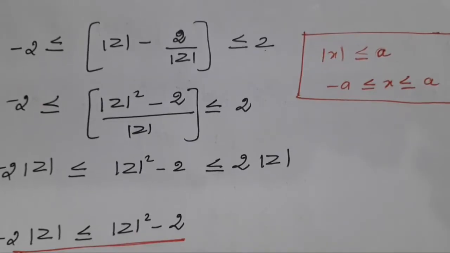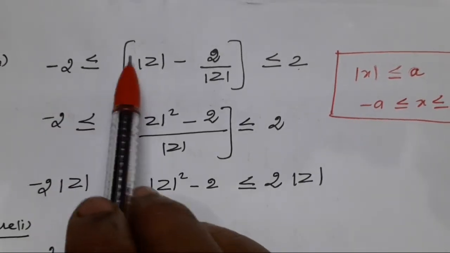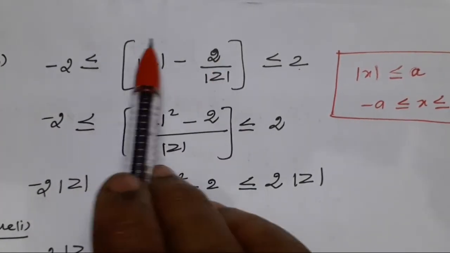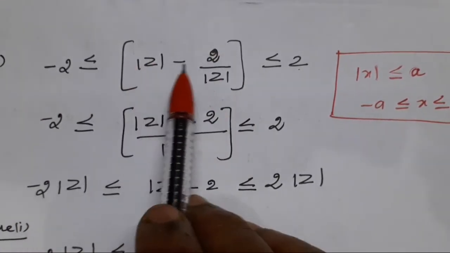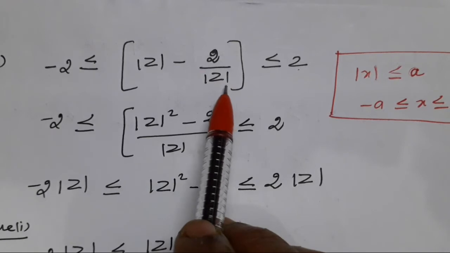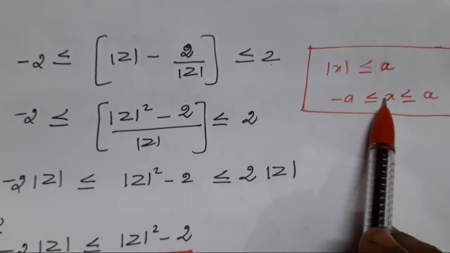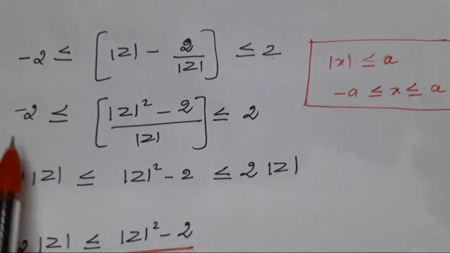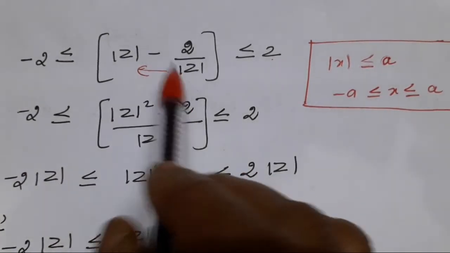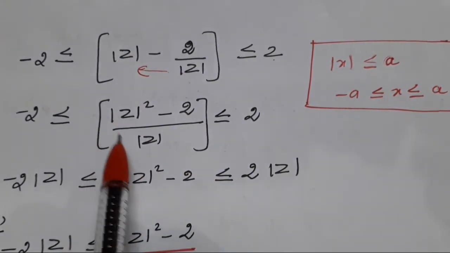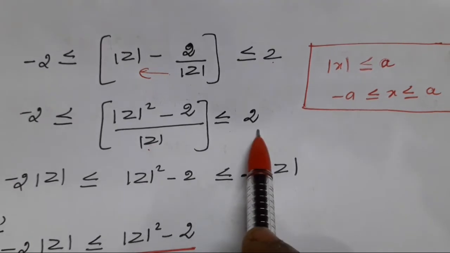So minus 2 less than or equal to the modulus of z minus 2 by the modulus of z, less than or equal to plus 2, that is, minus 2 to plus 2. Use this property studied in the 11th standard. So minus 2 less than or equal to, now just multiply: modulus of z into modulus of z is modulus of z square, minus 2, divided by modulus of z, less than or equal to 2.